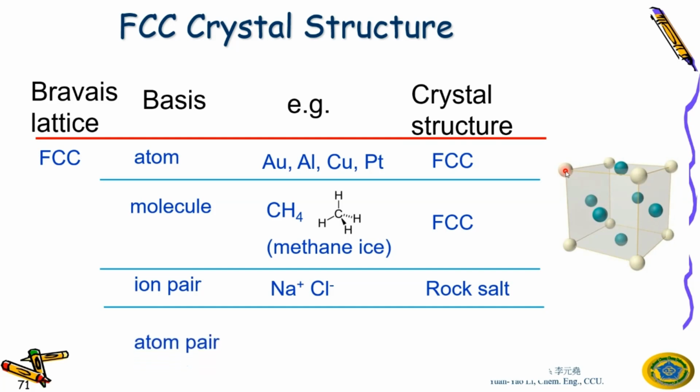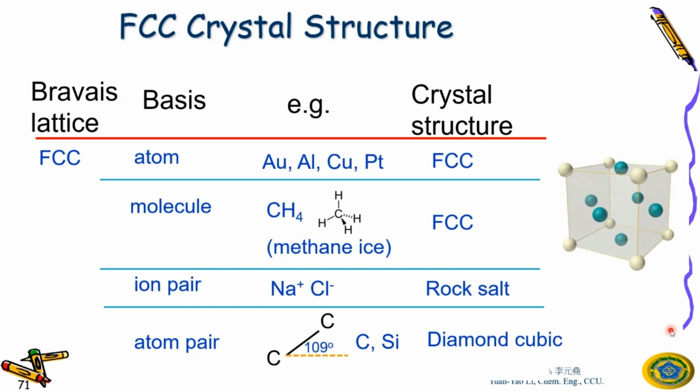Okay. How about an atom pair? For example, carbon with carbon, these two carbons at an angle of 109 degrees. You put one here and then another at 109 degrees. It can be silicon, it can be carbon. What do we call this? Diamond structure. So diamond also belongs to the face-centered cubic structure, but with a basis of an atom pair.